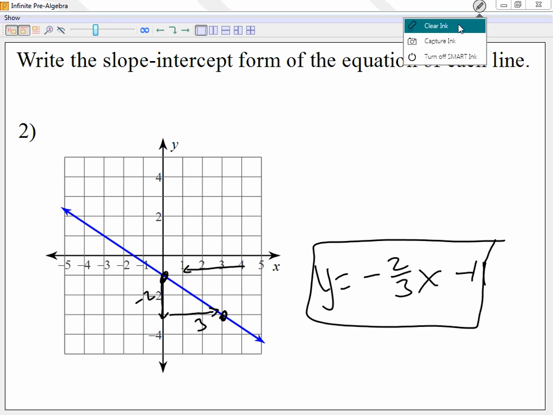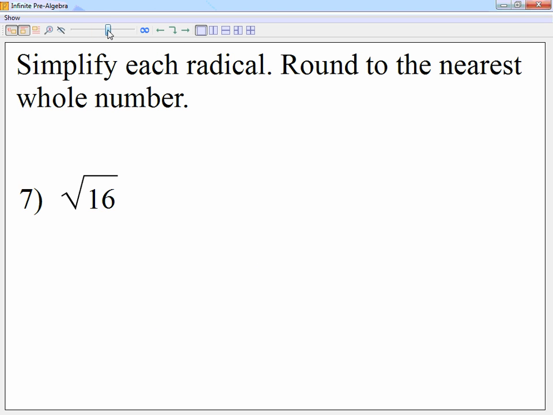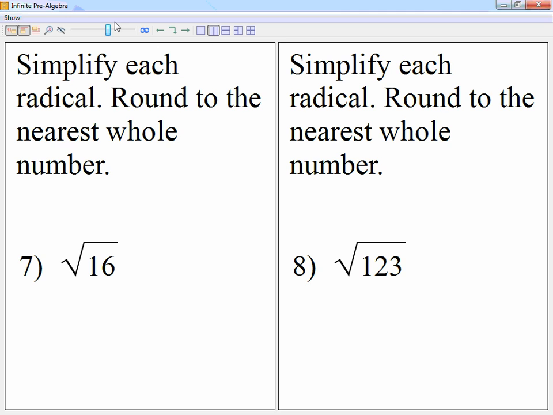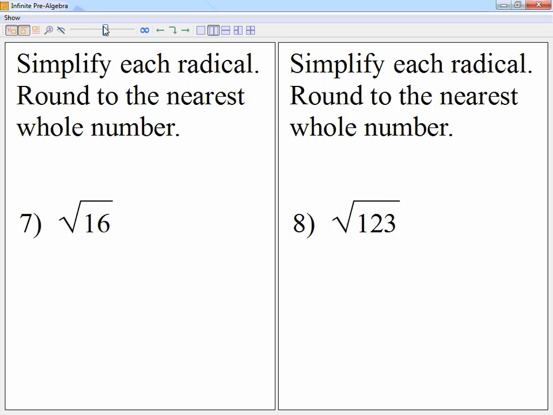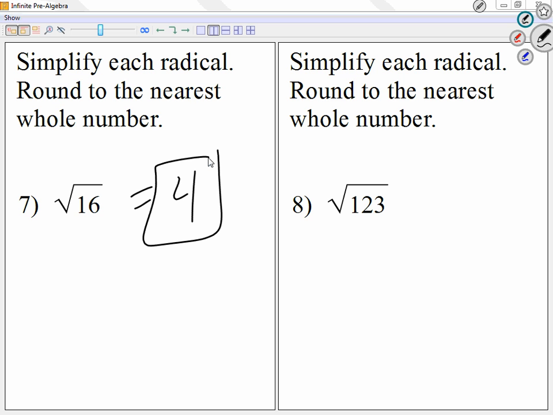Right, so now let's take a look at number 7. Simplify each radical, round to the nearest whole number. All I'm going to do, I'm going to type it in the calculator. Radical 16, the square root of 16. When I type that in, I get 4. There's no decimal, so that's fine. Just 4. If there is a decimal, I'm going to round it to the nearest whole number. So if there's a decimal, round it to the nearest whole number.